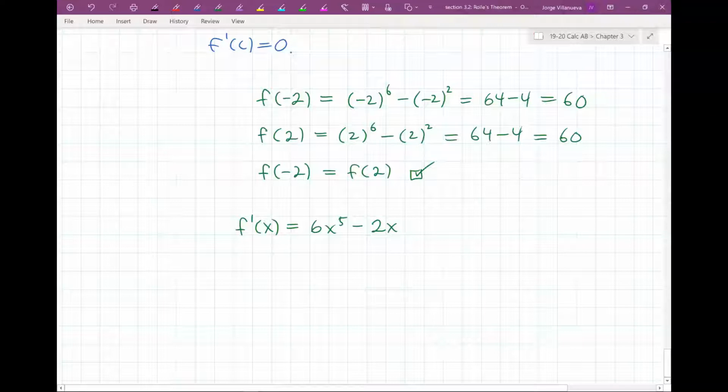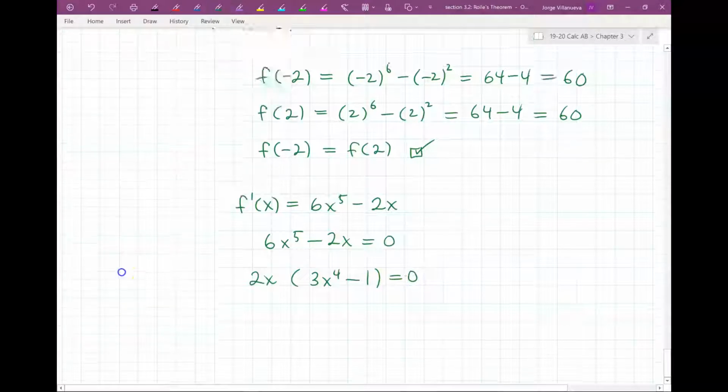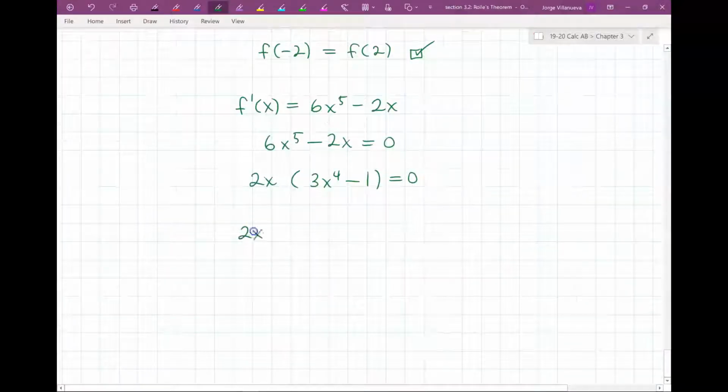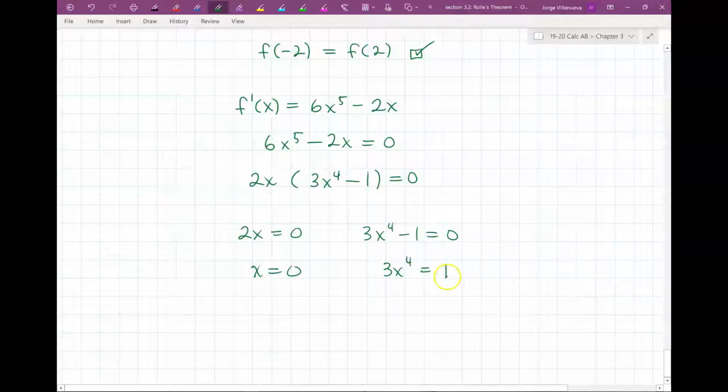Okay, now if I set that equal to 0, I'm actually going to take out a 2x here. So that'd be 3x to the 4th minus 1 equals 0. I can set up equations here, two different ones. 2x equal to 0. And 3x to the 4th minus 1 equals 0. So the first one's easy to solve, right? X equals 0. The next one, you just add 1 and divide by 3. And take your 4th root.